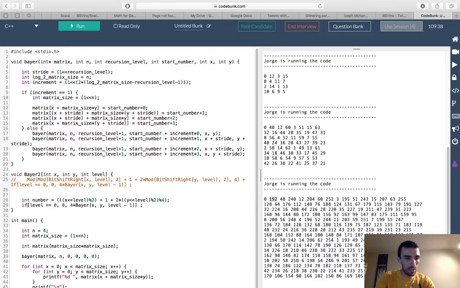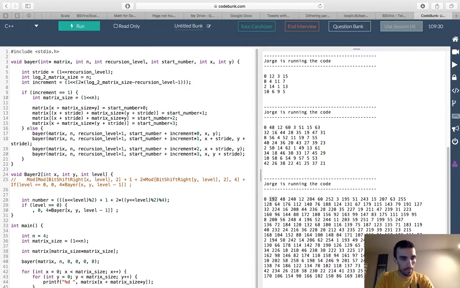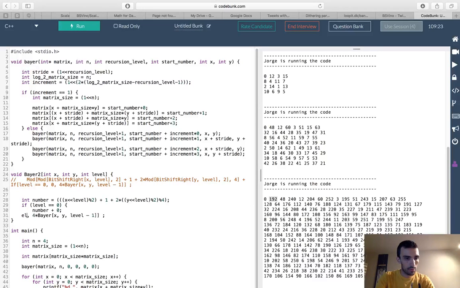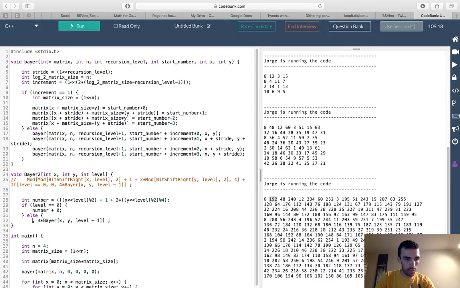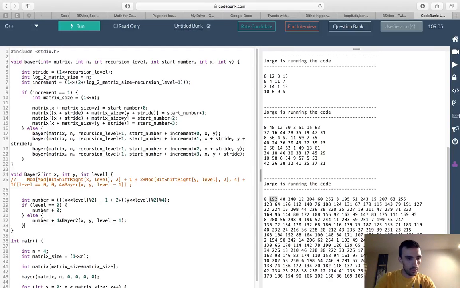So then I'll say if, I think this is what this notation is supposed to be. If level equals 0, then we have number plus 0, I guess? Otherwise, I screwed up the... Okay, otherwise, number plus 4 times Bayer 2, and then we start recursing. And then we do that. I guess it's supposed to return?